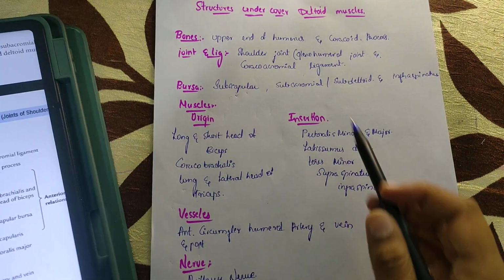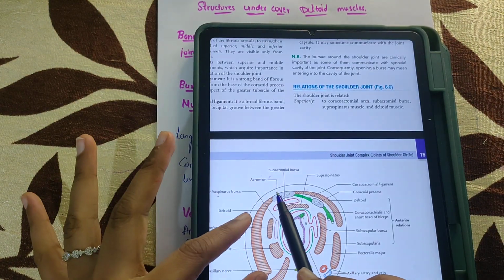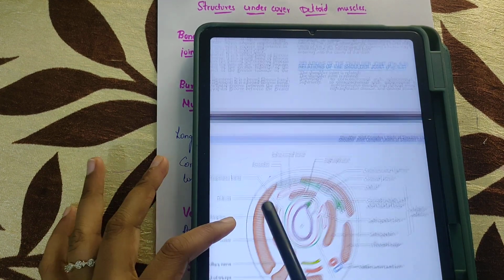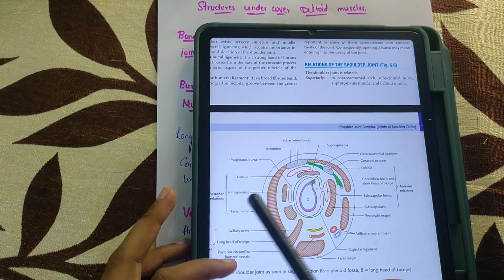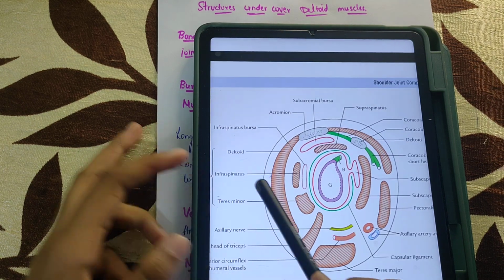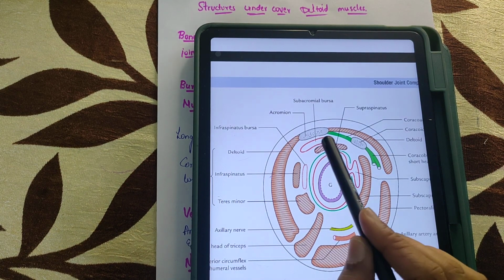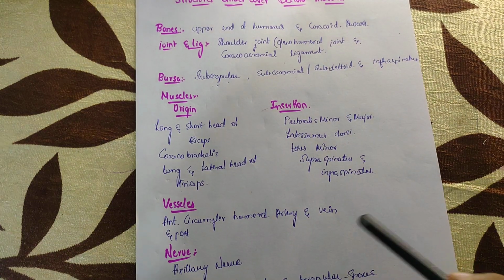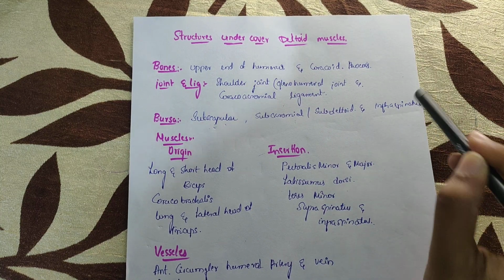The other bursa will be the subacromial or subdeltoid bursa. This is below the acromial process, and this is also below the deltoid muscle. So it is the subdeltoid bursa or subacromial bursa. One more bursa will be the sub-infraspinatus bursa, below the infraspinatus muscle. So the three bursas are the subscapular bursa, the subacromial or subdeltoid bursa, and the sub-infraspinatus bursa.